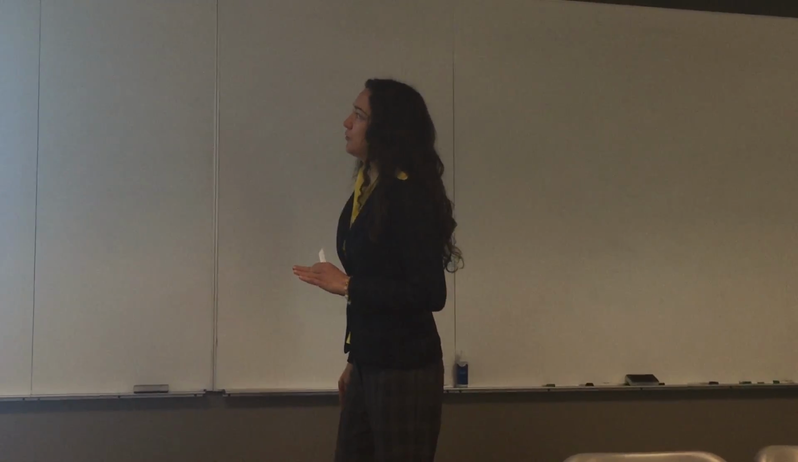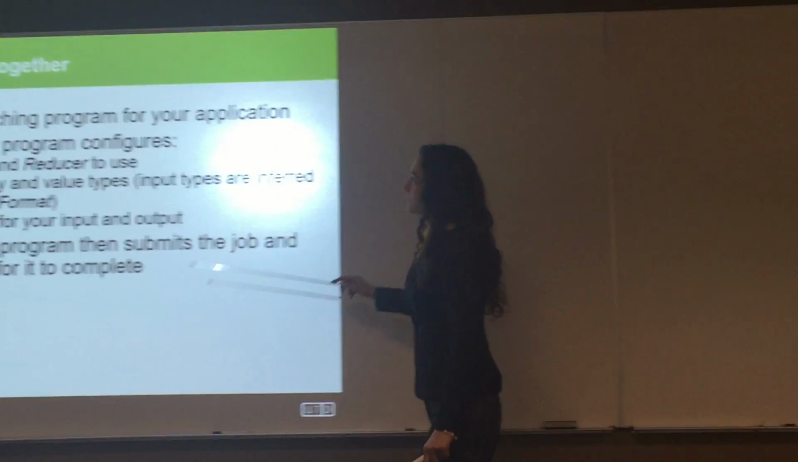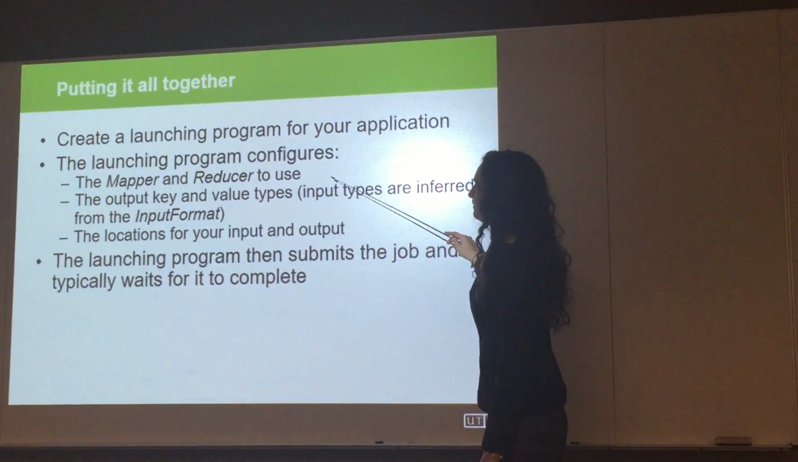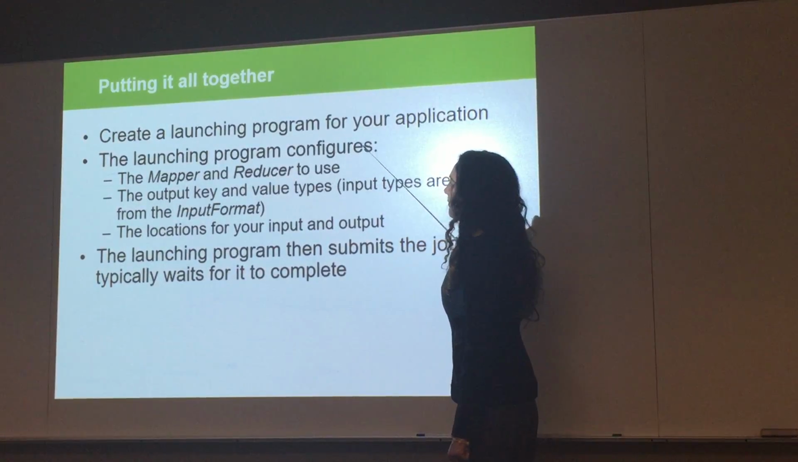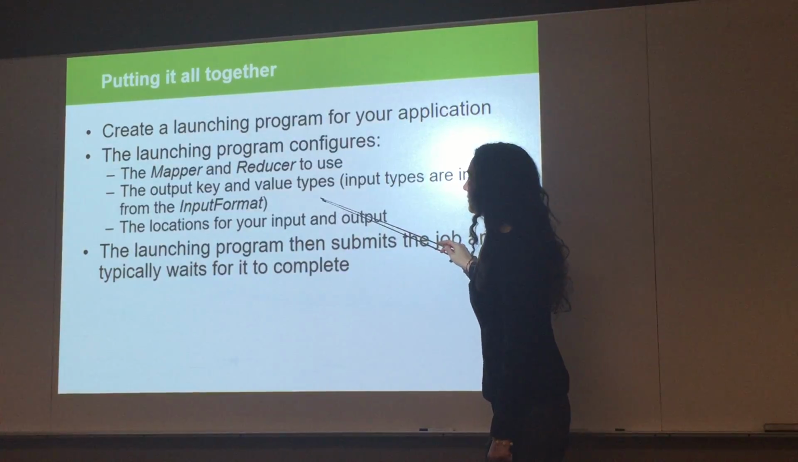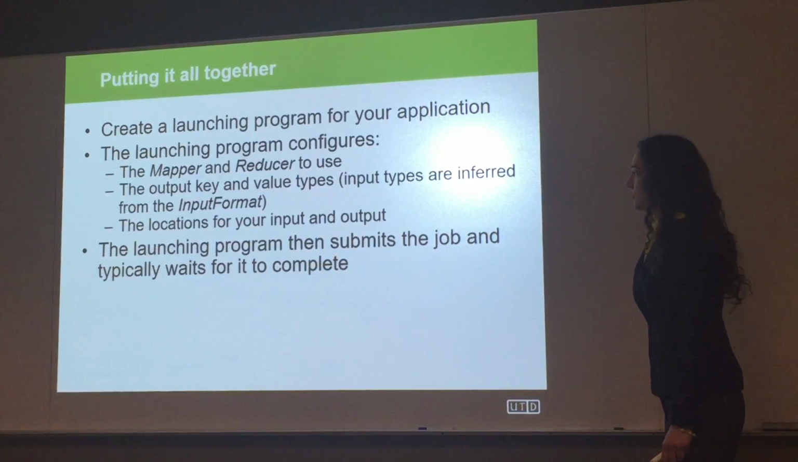So what do we do? We create a program for our application. Next, we launch the program. When we launch the program, we are configuring the mapper and the reducer to use the output key and value types and the locations of the input and the output.